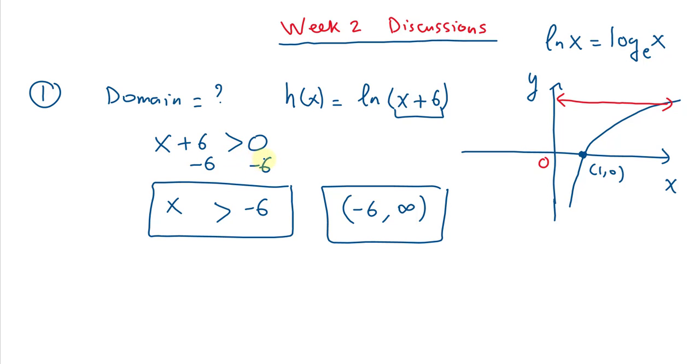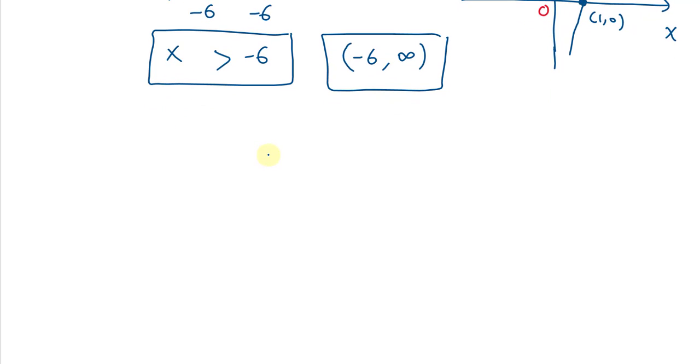Okay, the second question. We are asked to solve the following log equation: the log of base 2 of 4x plus 7 equal to 3. Now, solving this log is very simple.